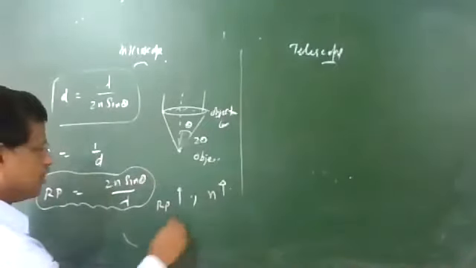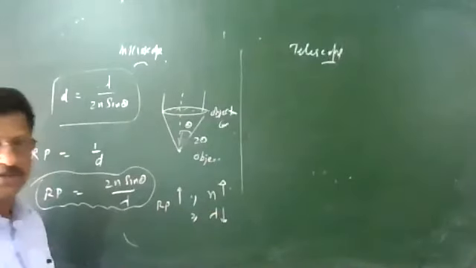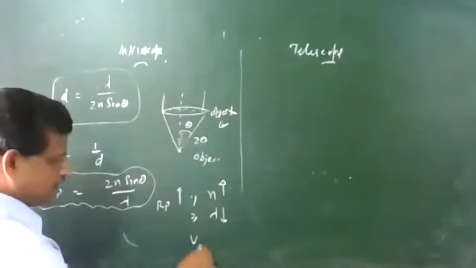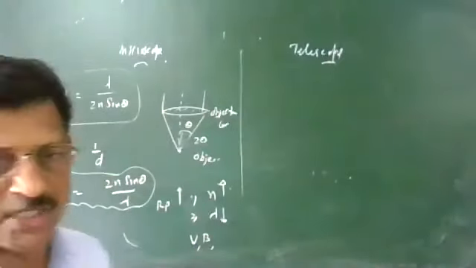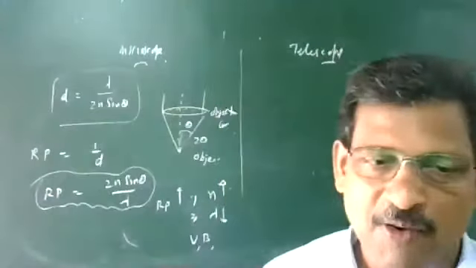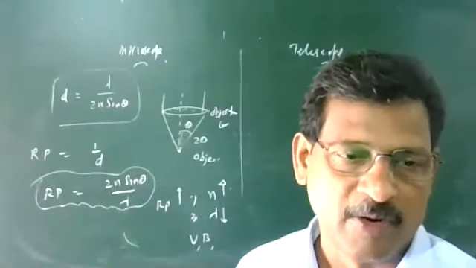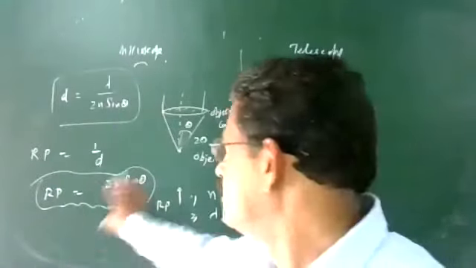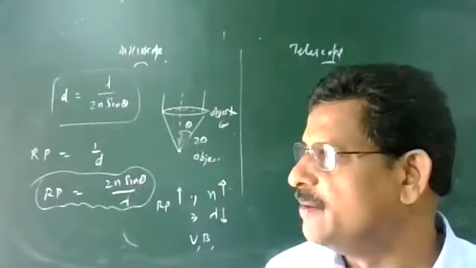So n increases. Second point: lambda can be decreased. Light of minimum wavelength can be used, violet color or blue color, instead of other colors. Those colors having less wavelength are preferred. Why is violet color preferred? To have high resolving power, because its wavelength is less. When the wavelength of the light is less, the resolving power can be increased.